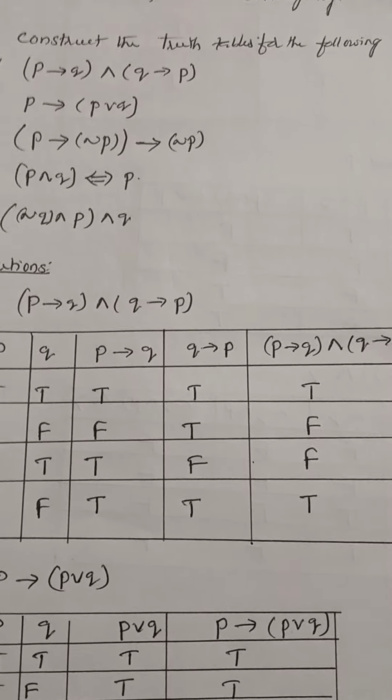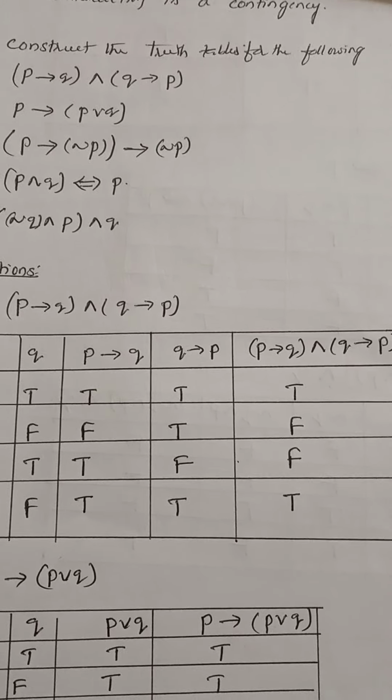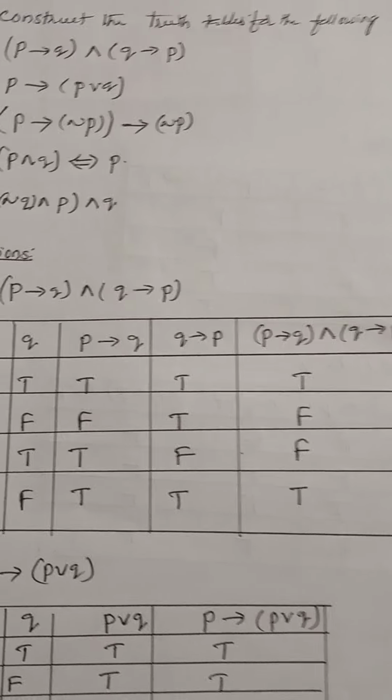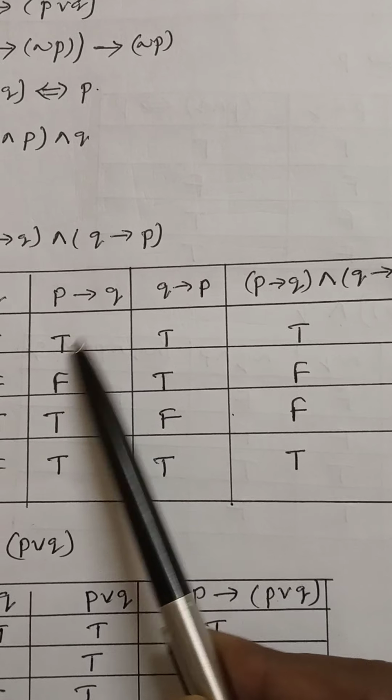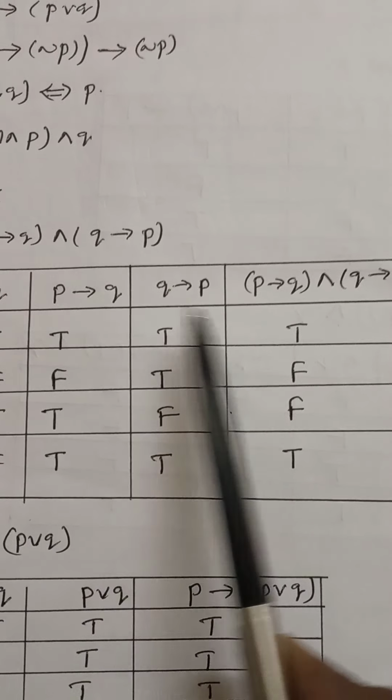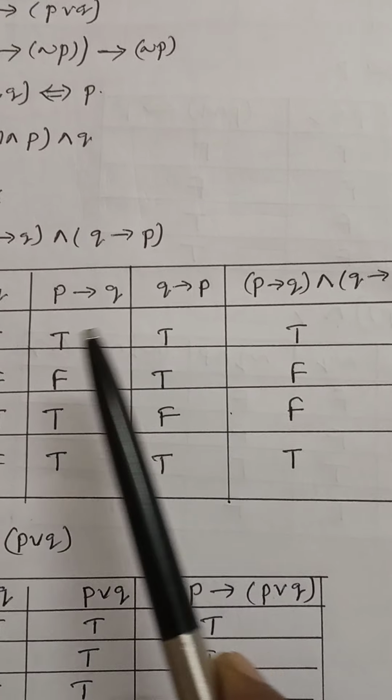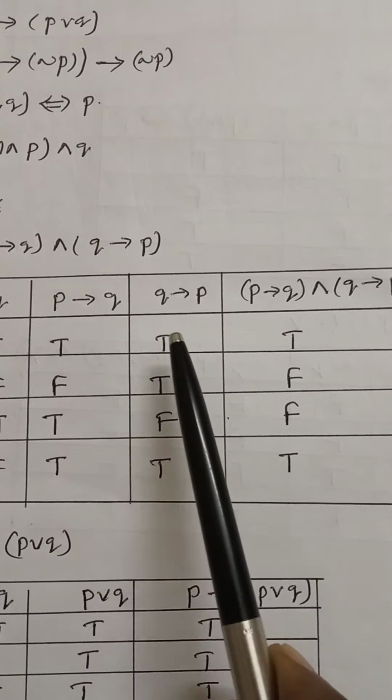If both are true, then the proposition, or the compound statement, is true. See, true and true, these two we have to concentrate on. True and true is true. False and true is false. True and false is false. True and true is true.